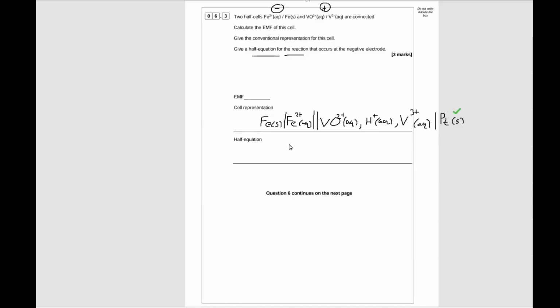Right, there we go. Now, half equation, easiest bit. This is more GCSE. Give the half equation for the reaction at the negative electrode. At the negative electrode, it's losing electrons, it's being oxidized. State symbols might not count here, but we're going to slap them in anyway. And that is the half equation for oxidation at the negative electrode, the anode.